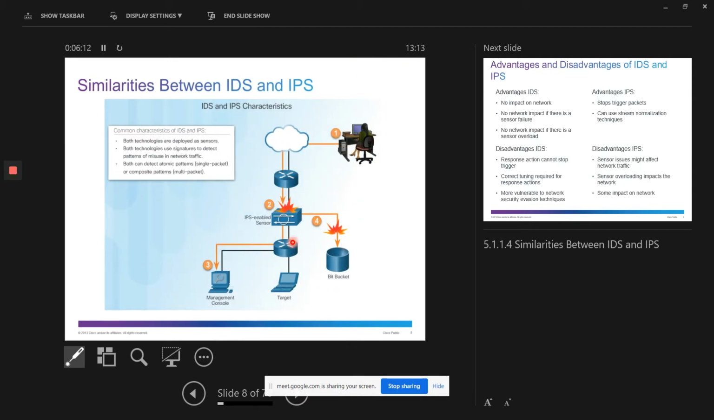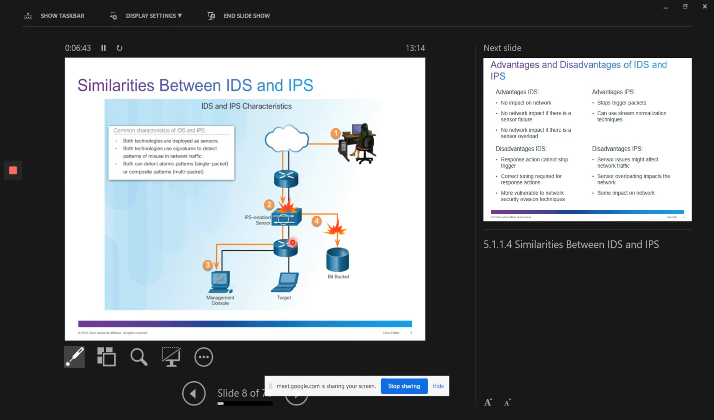Now, if you want to look at the similarity between IPS and IDS systems, both technologies are deployed as a sensor, and both use signatures to detect. Signatures are kind of rules that Cisco gets from their overall system, a database of the latest attacks. The signatures are really the file of all the latest attacks that happen.